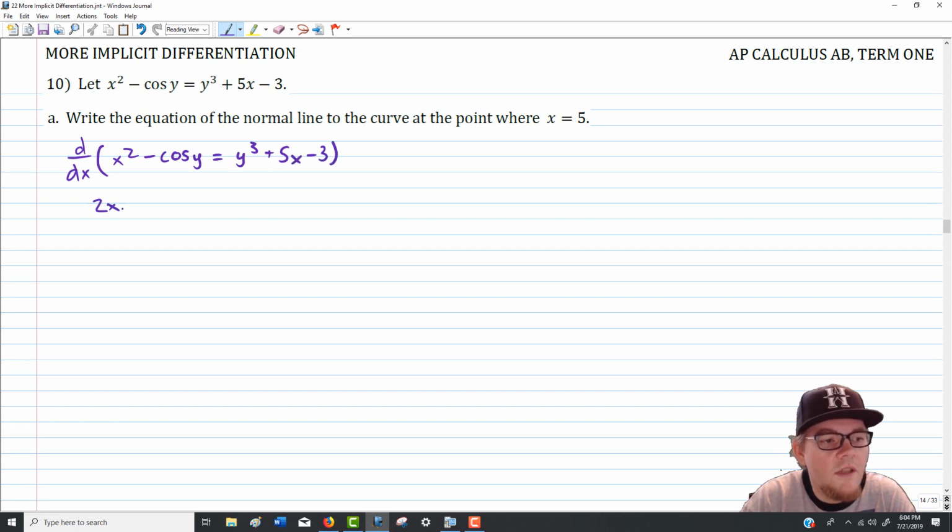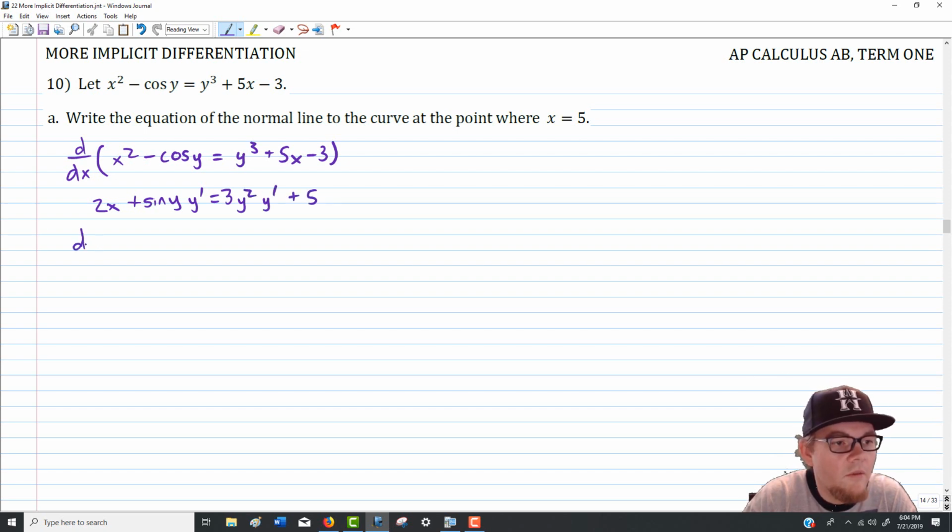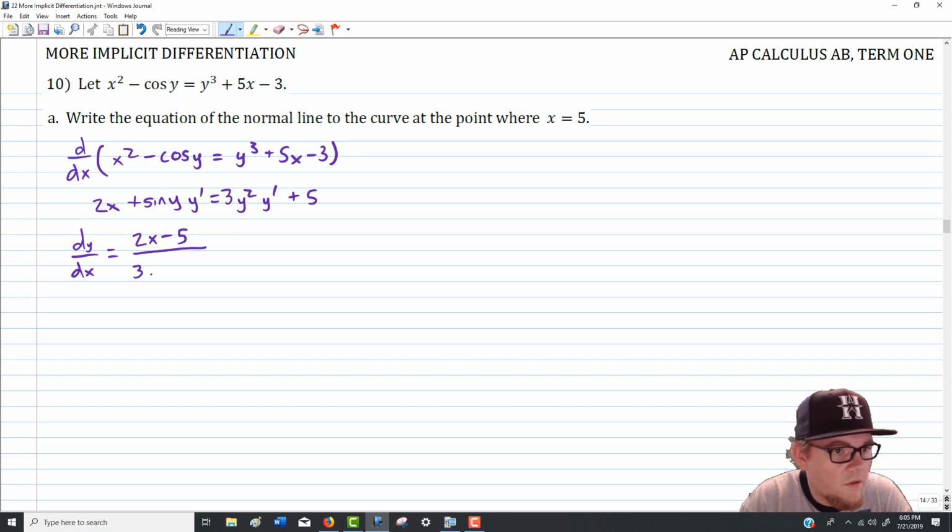So taking our derivative, there's nothing fancy here. That's 2x. It's going to be minus a negative, so plus sine of y times y prime equals 3y squared y prime plus 5. And doing a little bit of rearranging. Sorry, I'm moving through this really fast. I just feel like these basic derivatives are things you've mastered at this point. I don't want to waste your time if you're watching these videos. So 2x minus 5 over, let's see if I do this correctly, 3y squared minus sine of y. So there is our derivative. That's a great starting spot.